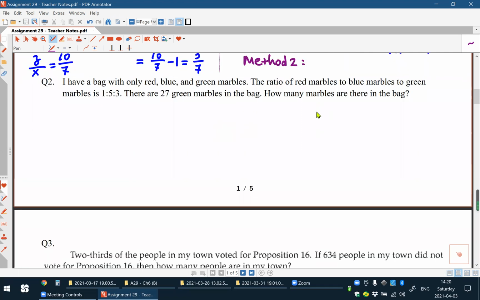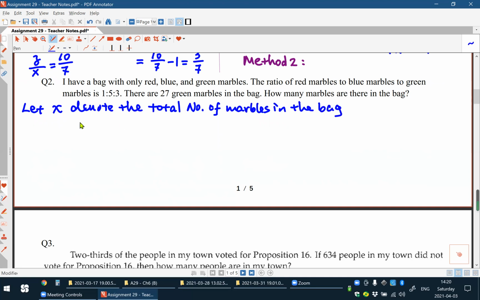I have a bag with only red, blue, or green marbles. The ratio of red marbles to blue marbles to green marbles is 1 to 5 to 3. There are 20 green marbles in the bag. How many marbles are there in the bag? So here we want to know the total number of marbles. So let me use the letter X to denote the total number of marbles in this bag.